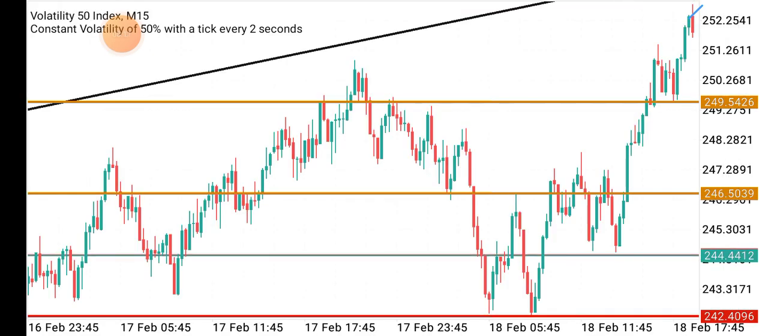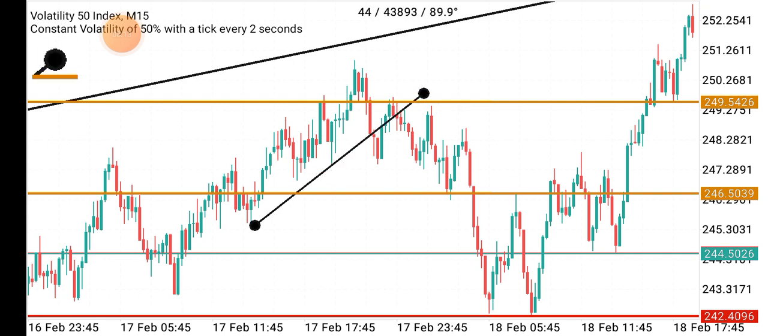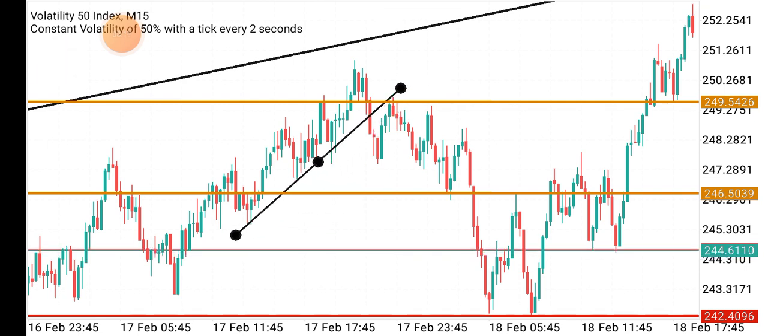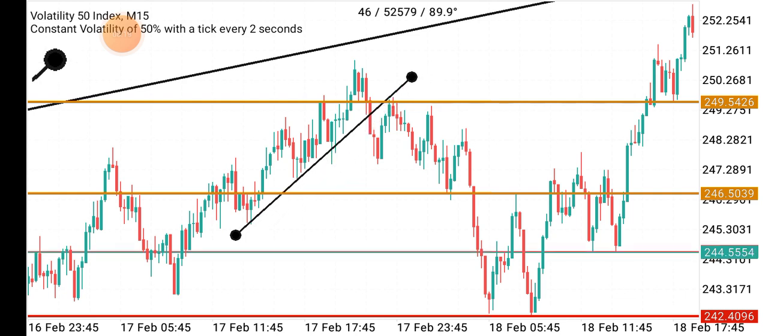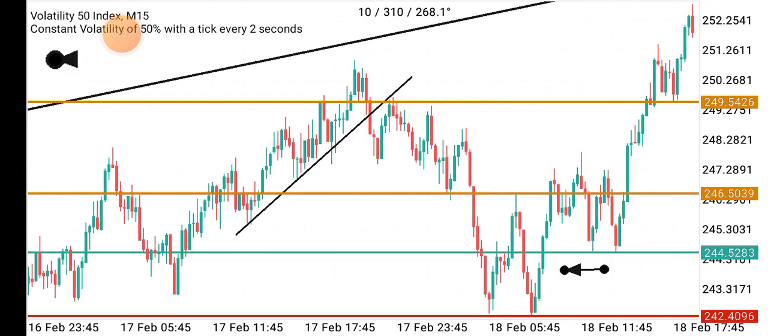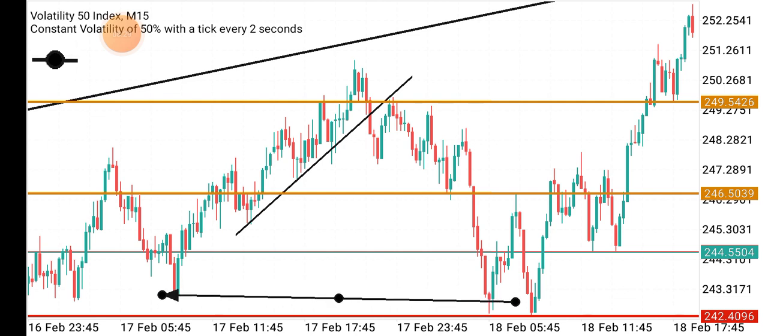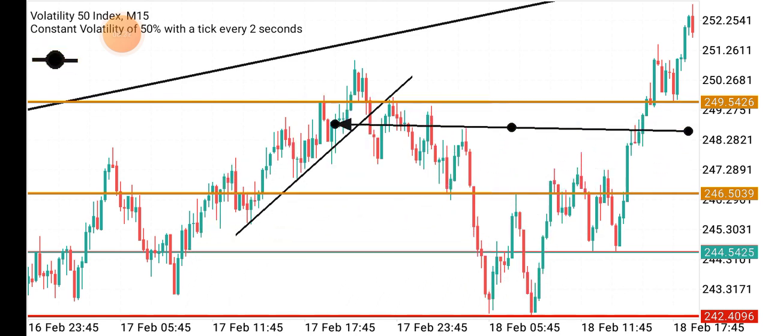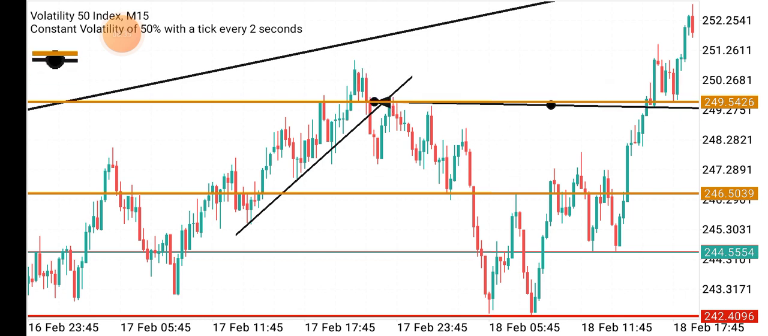You can see that from this point, we have a kind of an impulsive correction from here up. You see that the market was moving impulsively to the upside, then started giving these impulsive corrections. Then, mind you, this is a key level. This is a strong resistance zone in the market.